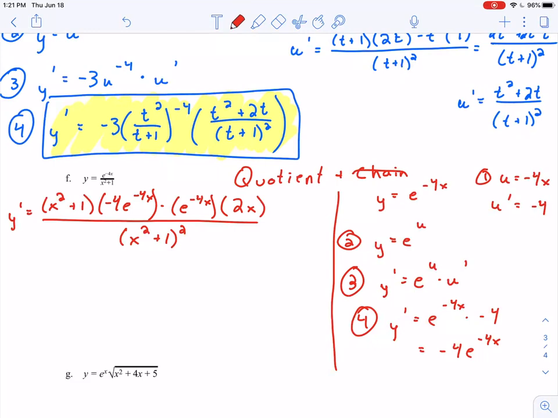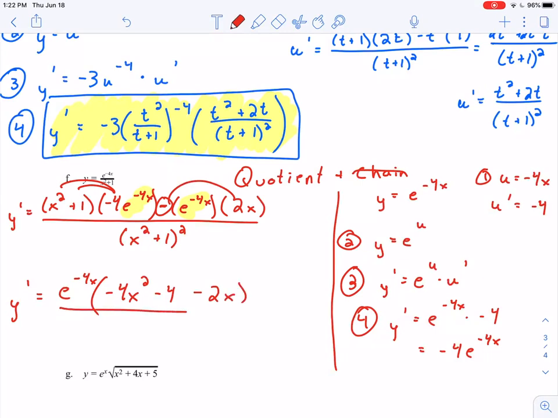This is the derivative. If you really wanted to simplify, I probably would just a little bit here. I see a common factor of e to the negative 4x. I would factor that out just because it's not too terribly difficult to do. So I factored e to the negative 4x, I factored this part out. Over here I'm going to distribute negative 4. So this would be negative 4x squared minus 4. Then we've got minus 2x, all divided by x squared plus 1 quantity squared.